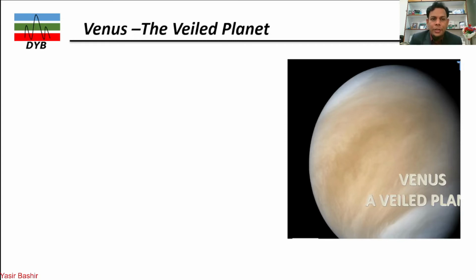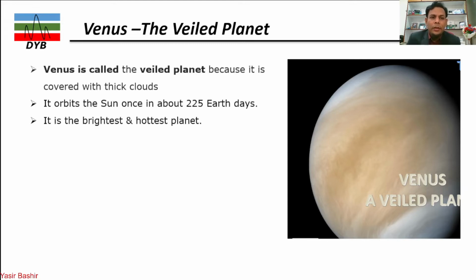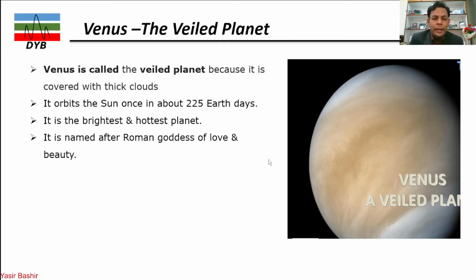Now moving to the second planet of the solar system, which is Venus, also called the veiled planet. Venus is called the veiled planet because it is covered with thick clouds. Its orbit around the Sun takes 225 Earth days. Comparing to the revolution of the Earth, which is 365 days, this one takes 225 days. It is the brightest and hottest planet of the solar system. Another fact is that the name Venus was taken from the Roman goddess of love, which also means love and beauty.